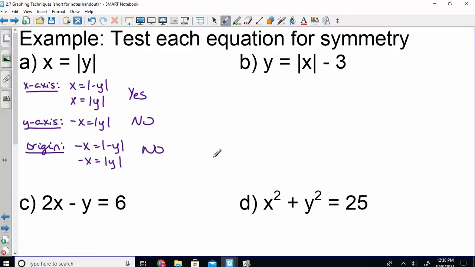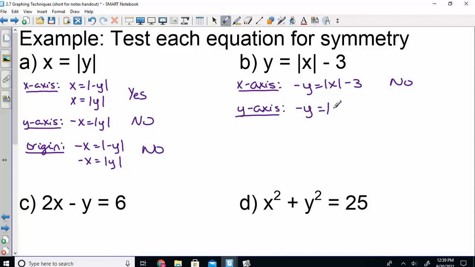Alright, let's try some more. Let's do B. So how do I check the x-axis? Opposite variable, so y negative. Is there anything you can do to make that turn back into the original? Nope, so this one's not symmetric to the x. How do we check the y? Make x negative.